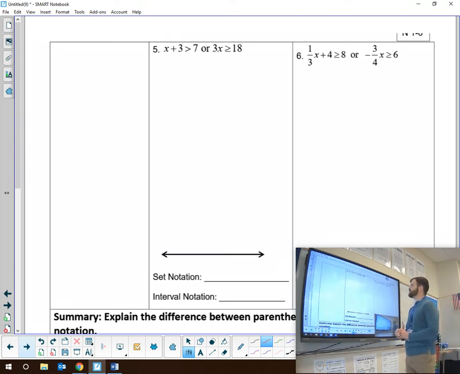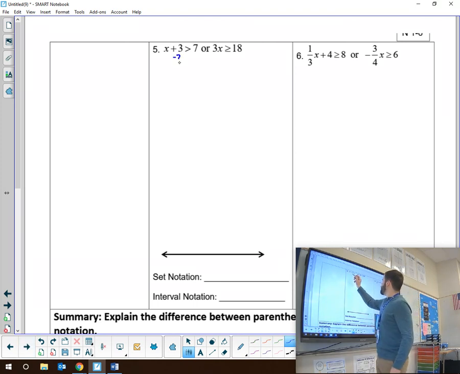We have x plus 3 is greater than 7, or 3x is greater than or equal to 18. Okay, so I'm just going to solve both of these, and the reason I'm showing you this one is because this is going to be one that's going to look a little bit different. These are actually going to go the same direction. It's not as hard as you think though. Let's go ahead and solve these.